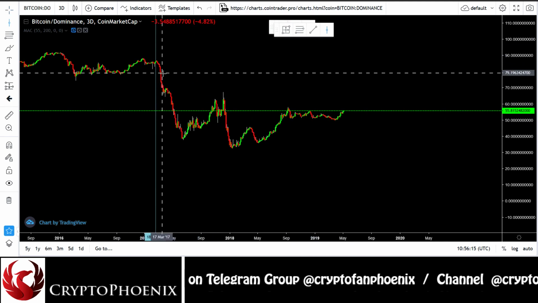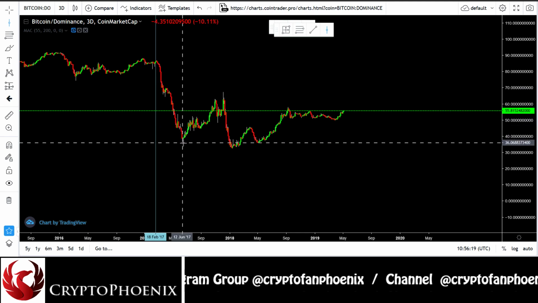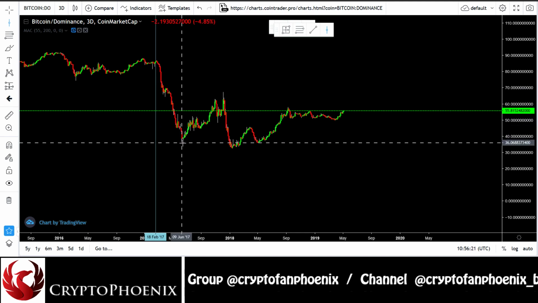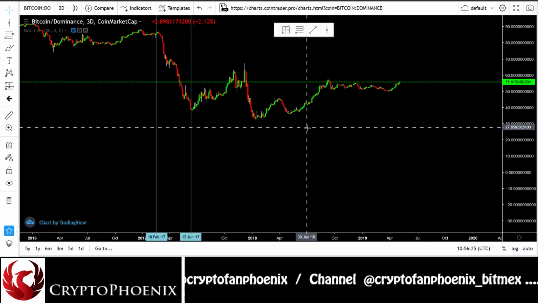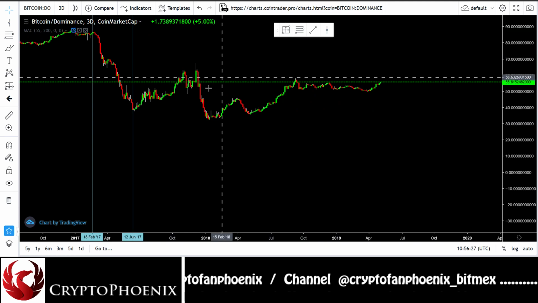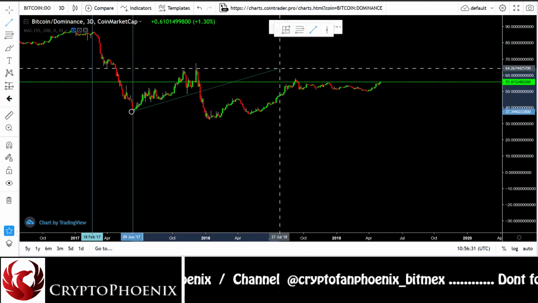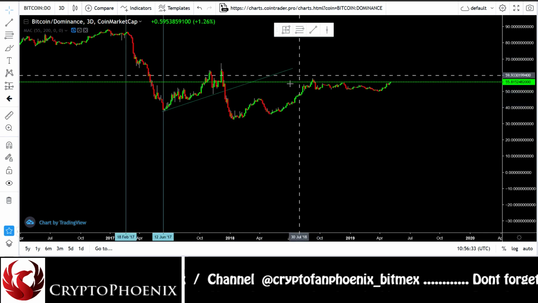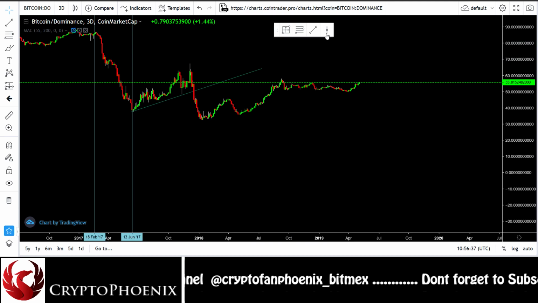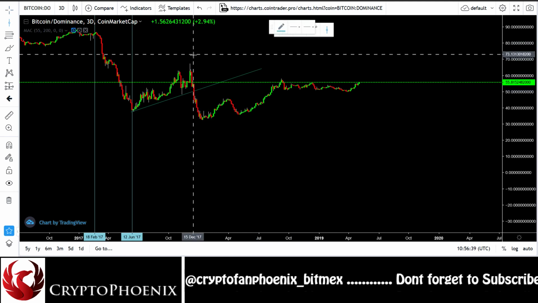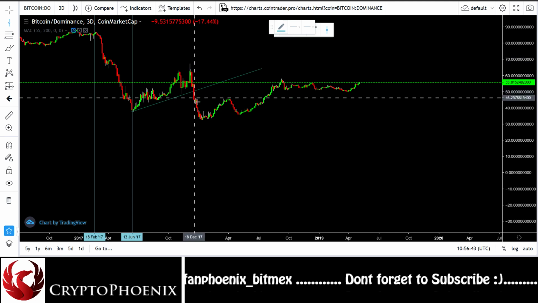Where is the next point from where the dominance was increased? So this is the point from where the dominance began to increase. So that's, we can say, 12th of July 2017, and there was a significant rise in this dominance, right? So after that the dominance keeps on decreasing up to, so from this point the dominance keeps on decreasing.